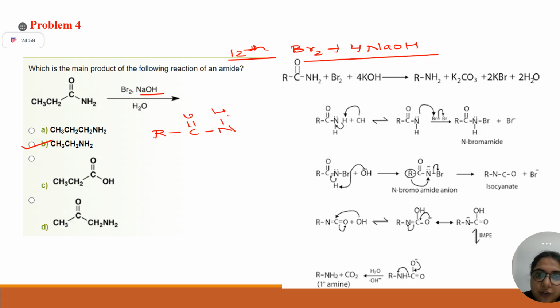After abstraction of one proton, it will become NH negative, and then NH negative will attack onto your Br2 and form this NHBr. Okay, one base we have used, right? Now the second base will again abstract this proton, correct? And you will be left with RCO and negative Br.